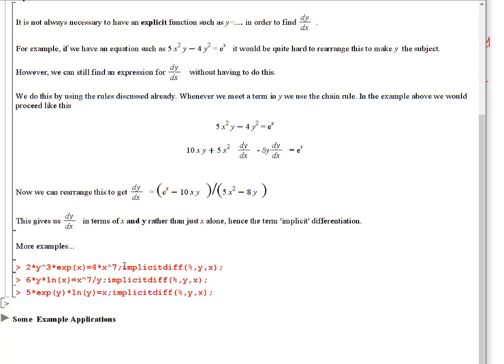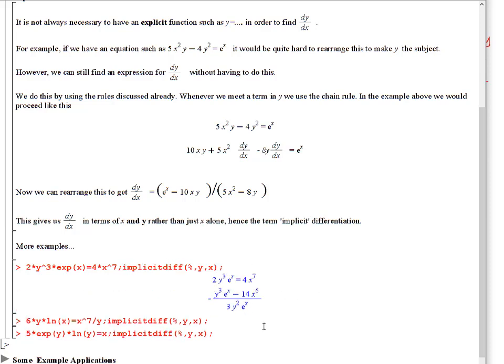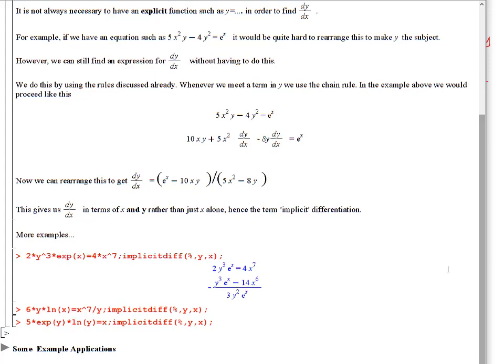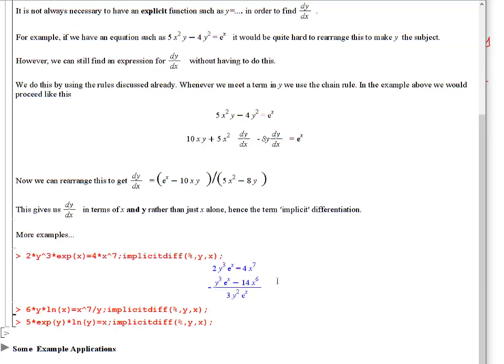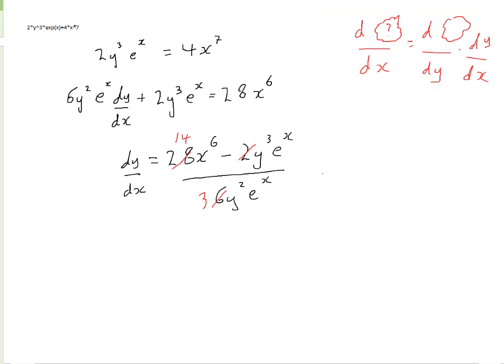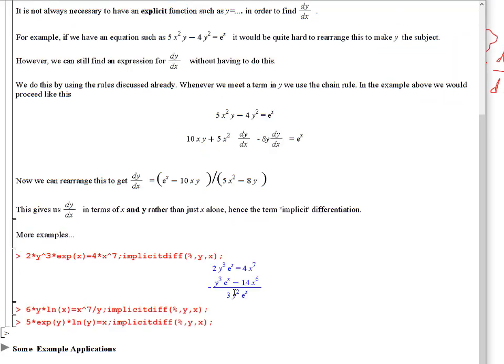Okay, so the command for this in Maple is that. So hopefully that's more or less the same thing. It doesn't cancel out very much. Yes, it has. It's just written the other way around. Okay, so it seems to agree. Huh. Interesting, it's written it differently.